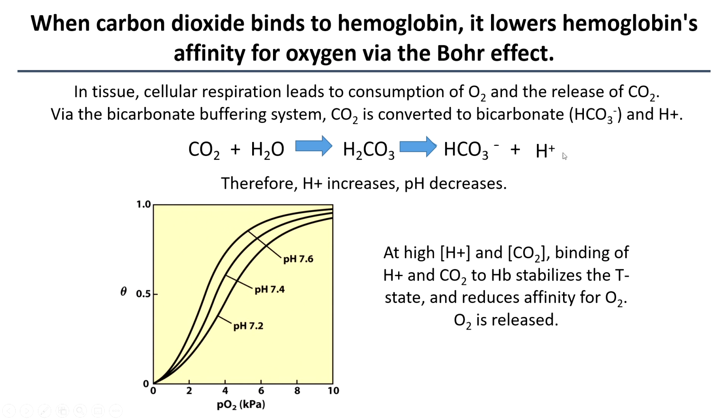This means hydrogen ions are going to increase, not just as a byproduct of metabolism, but as a byproduct of just releasing carbon dioxide into the bloodstream. That also increases hydrogen ions. And so if hydrogen ions increase, that means your pH is dropping. So pH is related to oxygen transport in the body. At a high hydrogen ion concentration and a high CO2 concentration, binding to hemoglobin again stabilizes the T state and reduces affinity for oxygen binding, and oxygen falls off, and is further encouraged to fall off.